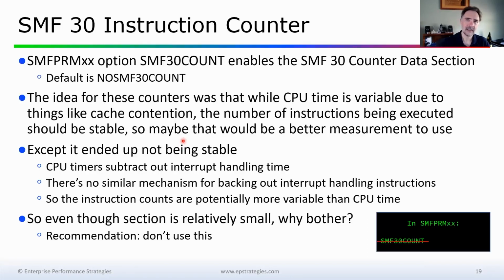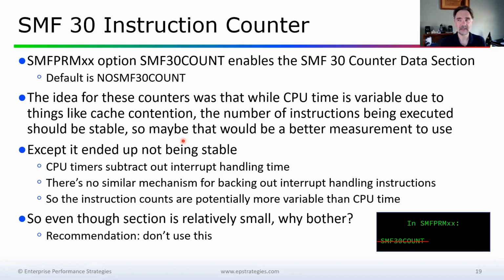So this leads us to the SMF30 instruction counter. There's an option in SMFPRM called SMF30COUNT, which enables the SMF30 counter data section. The default is NOSMF30COUNT.